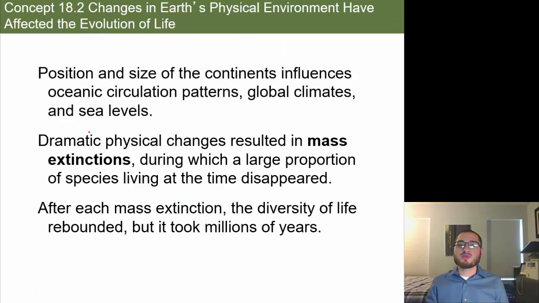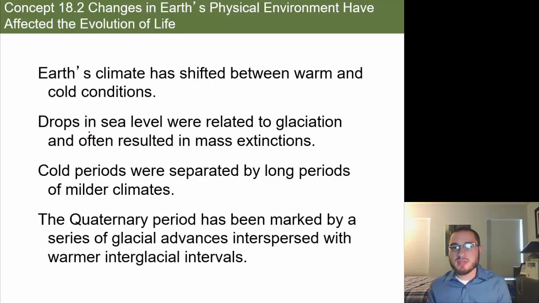The position and size of the continents influences oceanic circulation patterns, global climates, and sea levels. Dramatic physical changes resulted in mass extinctions. Earth's climate has shifted between warm and cold conditions throughout time. Drops in sea level were related to glaciation and often resulted in mass extinctions. You have cold periods and long periods of mild climate. So we're not just talking about winter, but very, very cold periods. The Quaternary period has been marked by a series of glacial advances interspersed with warmer interglacial intervals. So right now we're technically still in an ice age in the big scope of things.